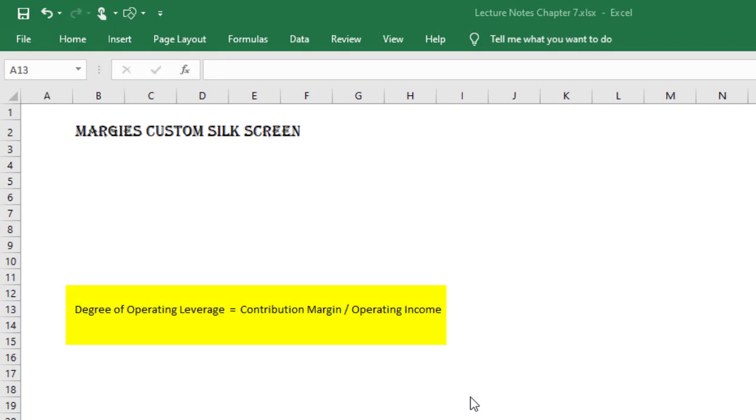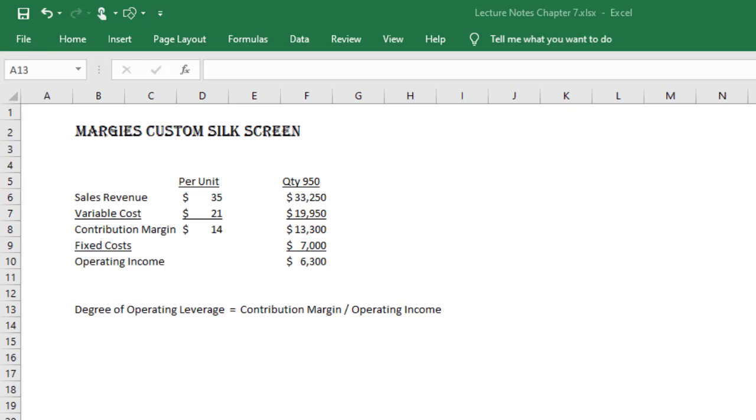So let's go back and look at Margie's custom silkscreen and its original contribution margin income statement that we started with. So we're at 950 units. That's the actual sales that she has, and then we have the variable cost of $21 each, and we get an operating income of $6,300. So we can use this to determine the degree of operating leverage. We'll just take the contribution margin of $13,300 divided by the operating income of $6,300. When we do this, we get a degree of operating leverage of 2.11.